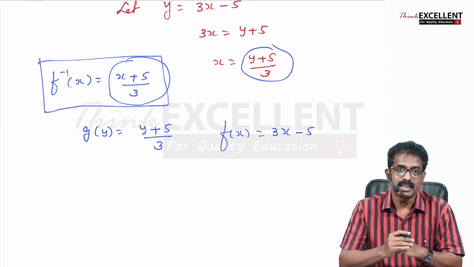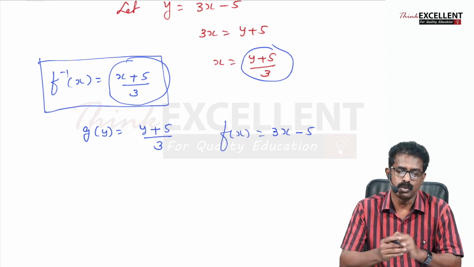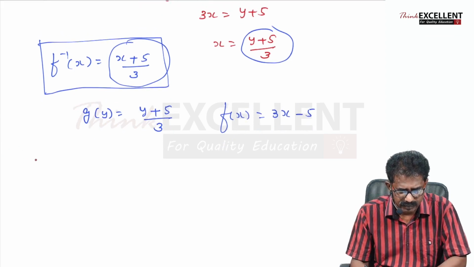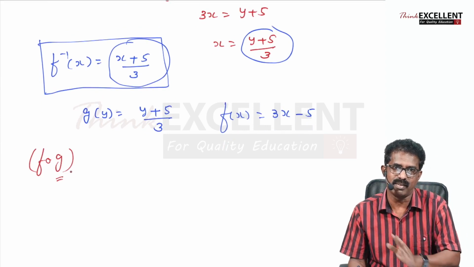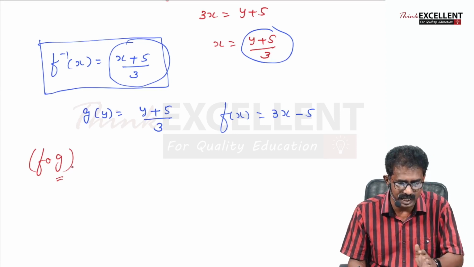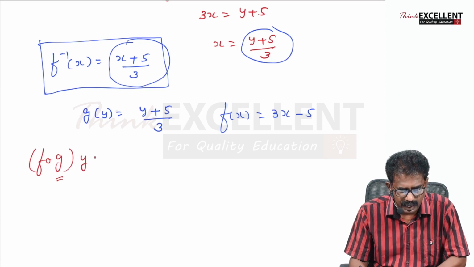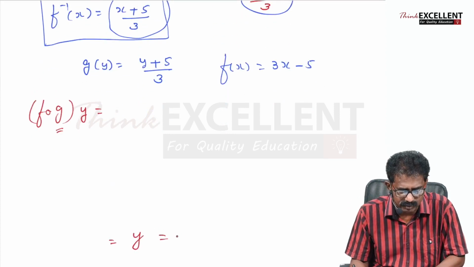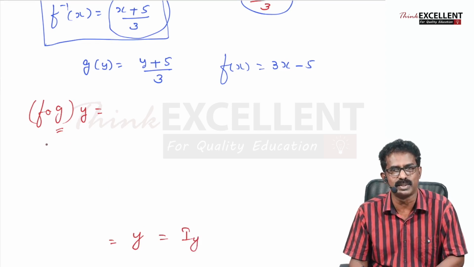Now to prove it's a bijection or invertible, or to prove they are inverses of each other, two things you have to prove. One is f composition g of what you write? Here g is there, no? F of x and g of y. So since g is here, you write here y. And what answer you are supposed to get? You are supposed to get y as your answer, and that is I of y. Okay, identity of y.